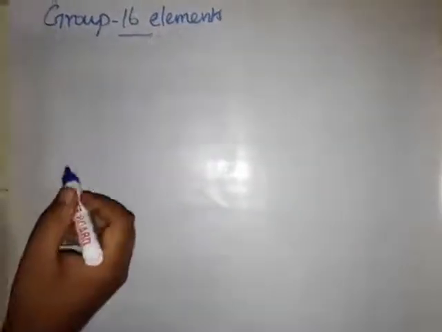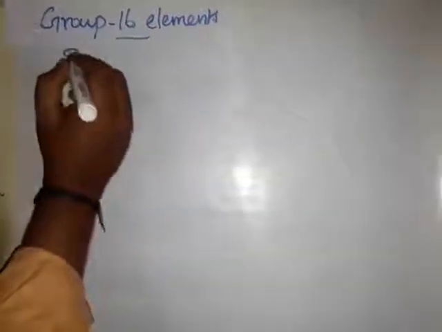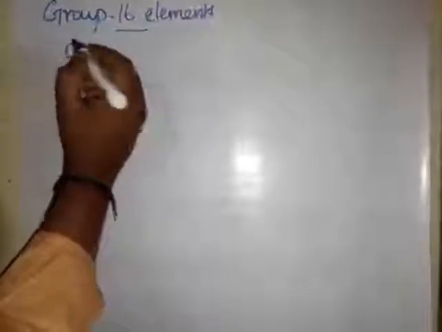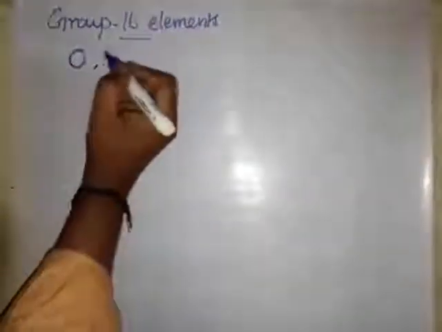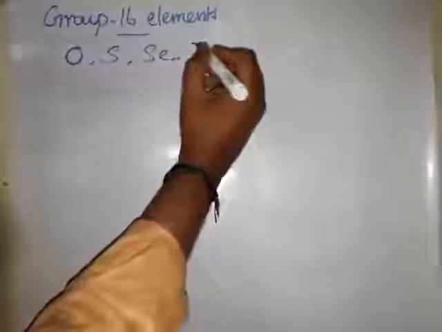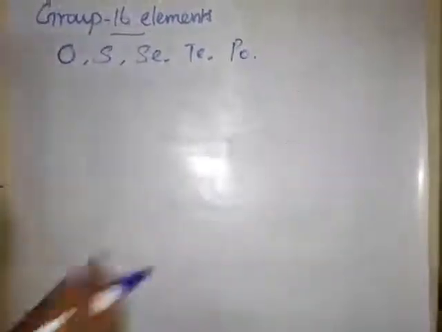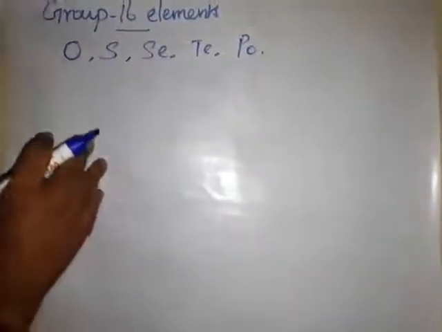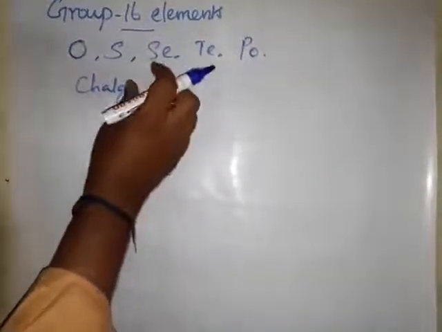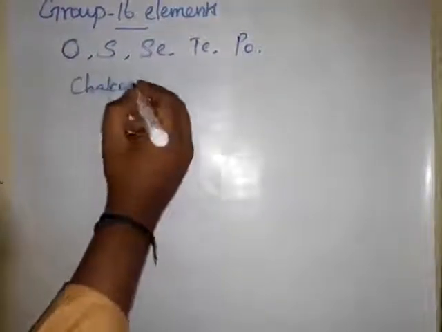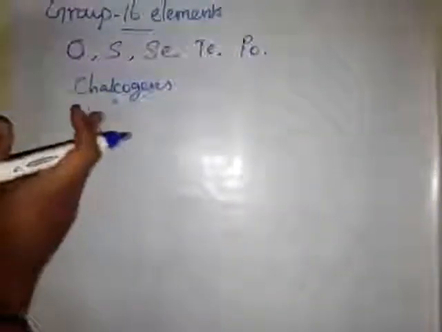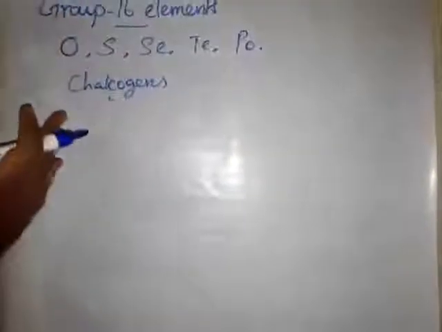Group 16 elements, simply called the oxygen family. The family contains oxygen, sulfur, selenium, tellurium and polonium. These group 16 elements are also called chalcogens. This name is derived from a Greek word, so this is called chalcogens.